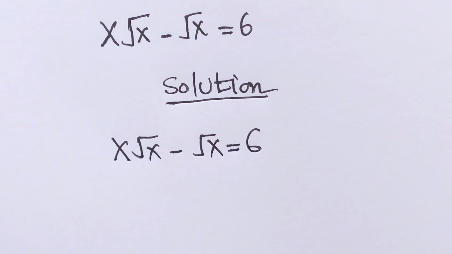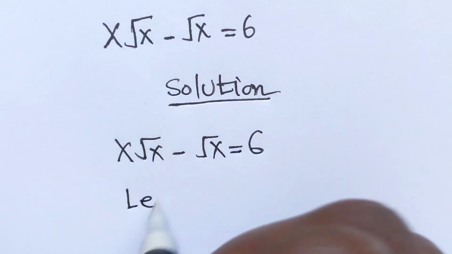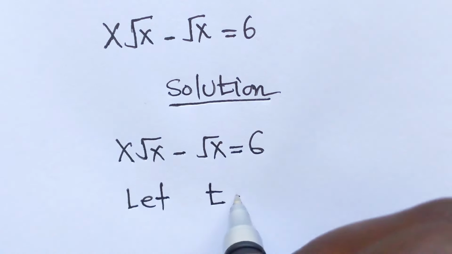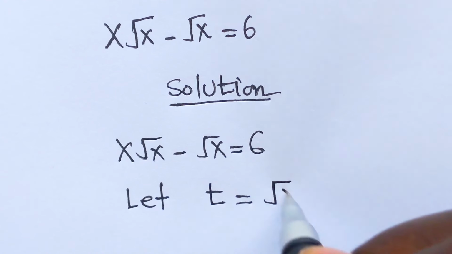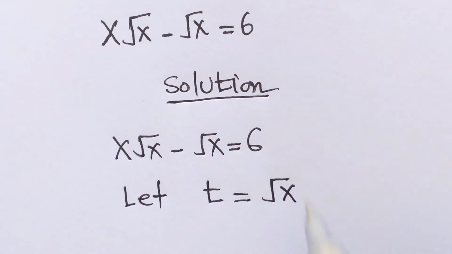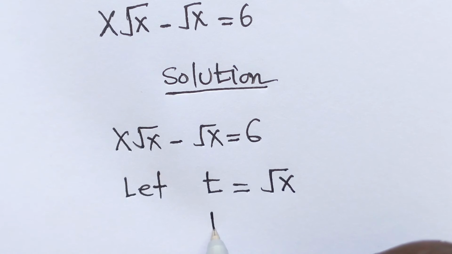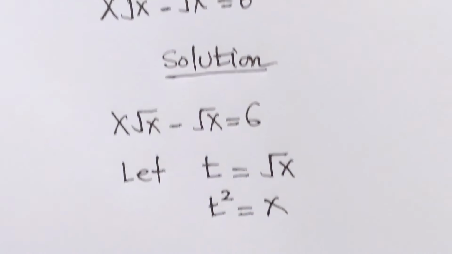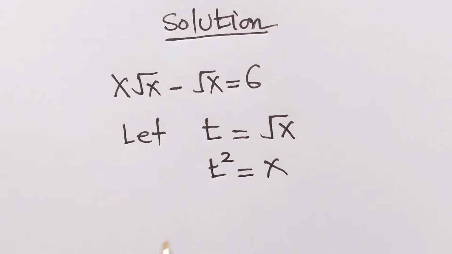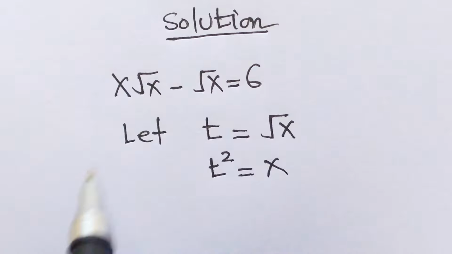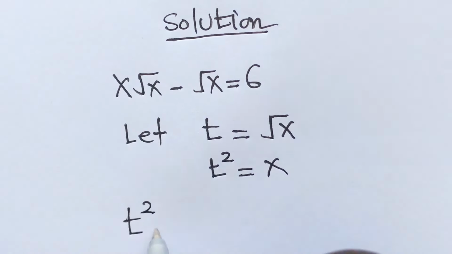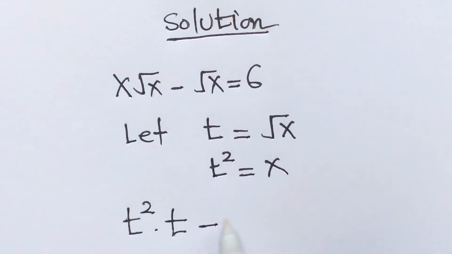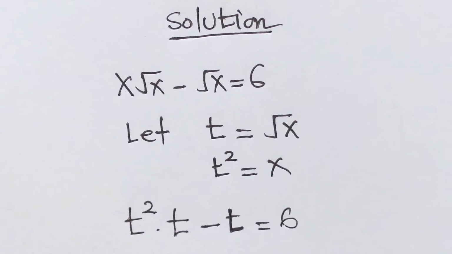First thing here, we can write t to be equal to square root of x. And of course, if we square both sides, we shall say t squared is equal to x. Then we replace the value of x we have right here. We shall say t squared times t, then minus t, which is equal to 6.